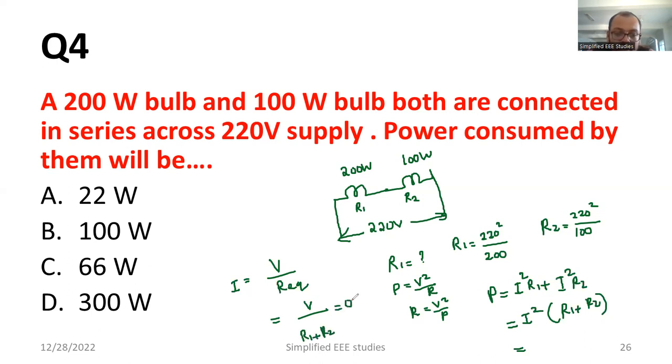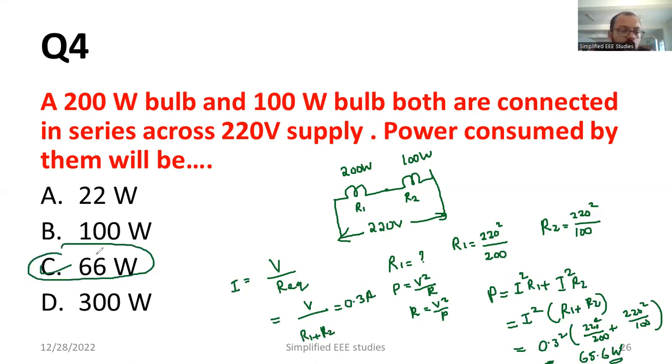It will be around 0.3. You will be getting around 0.3 amps. So 0.3 the whole square into R1, already available, 220 square by 200, plus 220 square divided by 100. So try to solve this. You will be getting around 65.5 or 66.6 watts. That is approximately equal to 66.